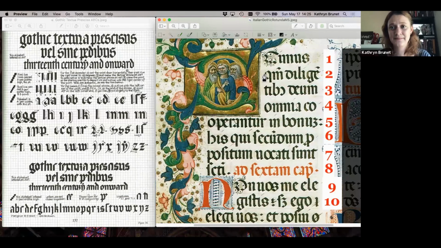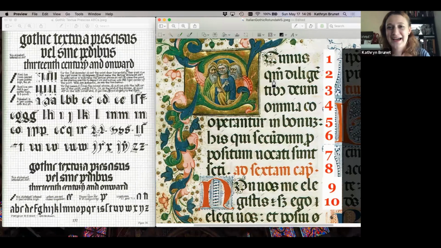So our next line is Q. You would start here, and then you would go down and make that Q. And this is a descender, which means it goes off the main line down into the descender part of the text.